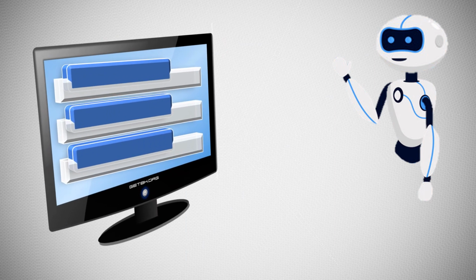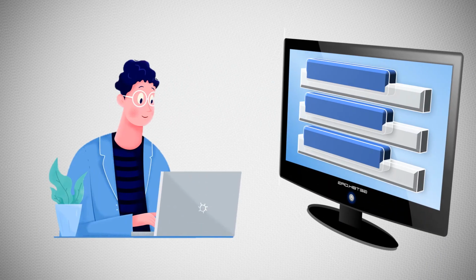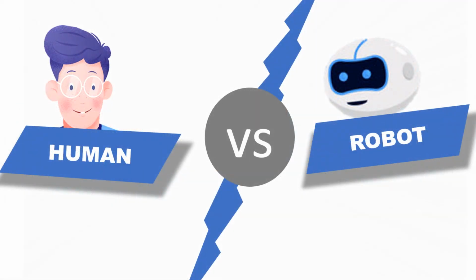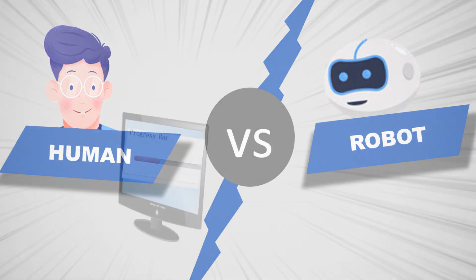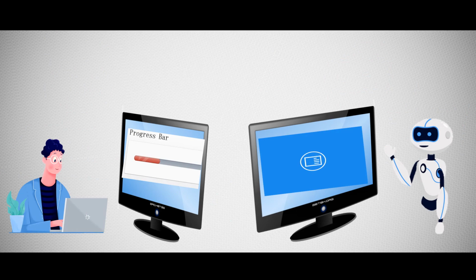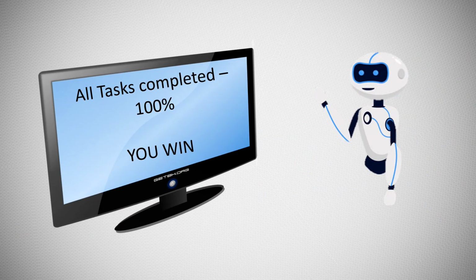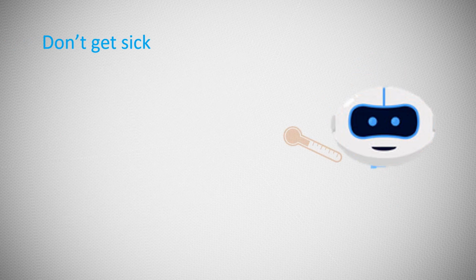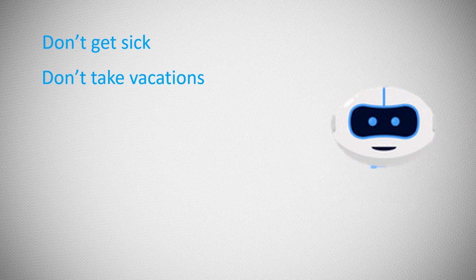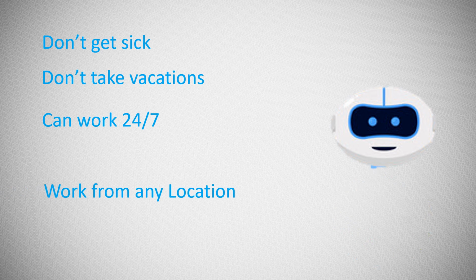A software robot has the great advantage of being much faster than a human when carrying out tasks. And they don't get sick, don't take vacations, can work 24 hours a day, 7 days a week, can be replicated for greater speed, can work from any location, minimize risks as they are less prone to errors.